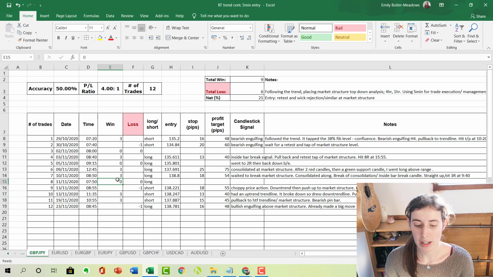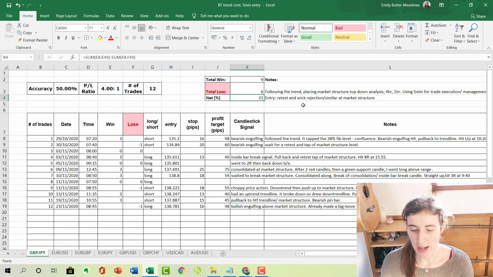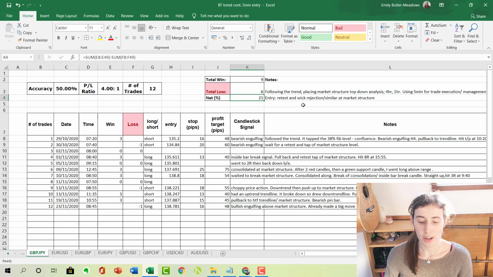I've wanted to include the break-even trades because they are still trades. It's where the trade has moved and come to my 1% target, so I've adjusted my stop to break even, but then it's come back down and hit my break even. So I've included them just to have that in the data. But 12 trades, 50% accuracy, 4-1 profit loss ratio, which means that overall for this very small batch, I'm up 21%, which is a really nice start.